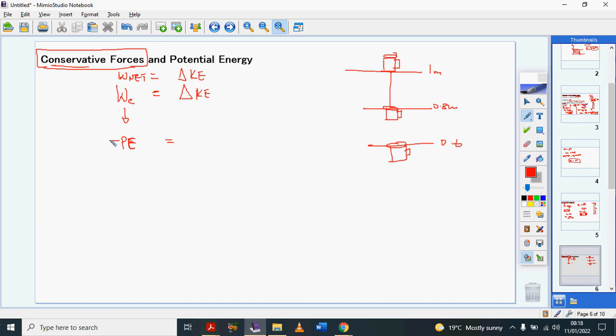In other words, I can figure out the work done by a conservative force by determining how much potential energy has been lost. If I determine how much energy has been lost between these two positions, that tells me how much work was done to get this cup from here to there. So this loss in potential energy is equal to a change in kinetic energy. I should have written this as a negative change in potential energy.